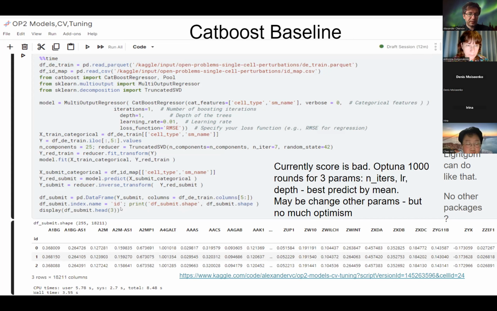And that's all. We just create the submission data frame. Don't forget to make ID for the index name, save it to the CSV file, and make submission. So this is just a simple baseline.